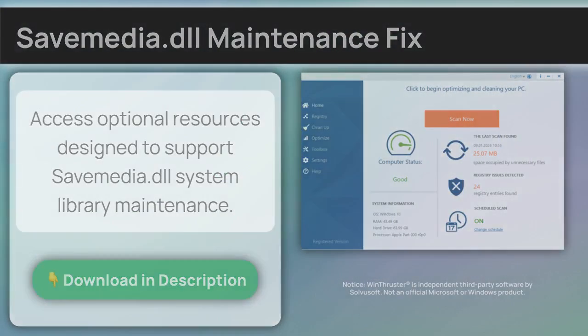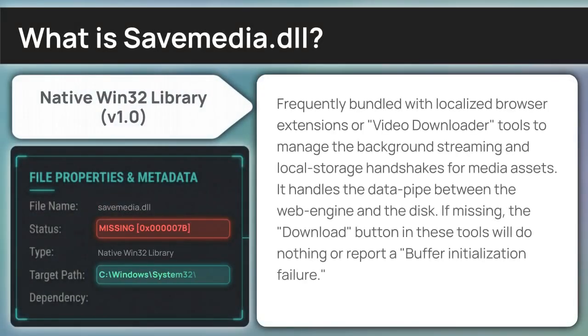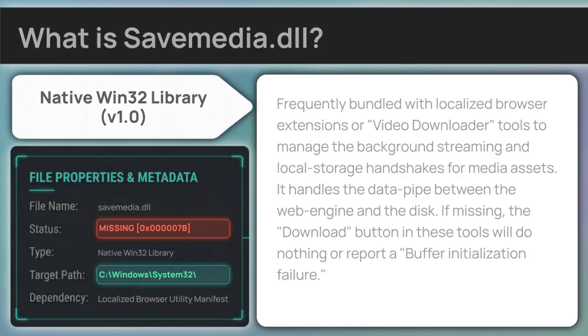This is the Savemedia module, frequently bundled with localized browser extensions or video downloader tools to manage the background streaming and local storage handshakes for media assets. It handles the data pipe between the web engine and the disk. If missing, the download button in these tools will do nothing or report a buffer initialization failure. Understanding the file's role is a great start. Now let's look at replacing it.